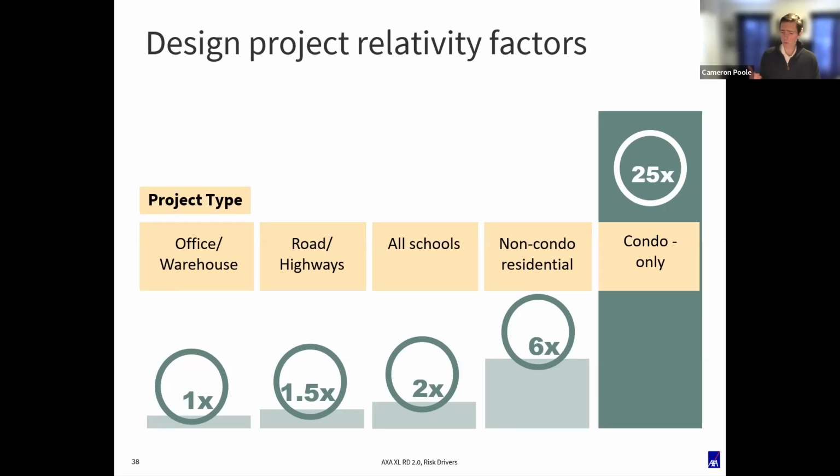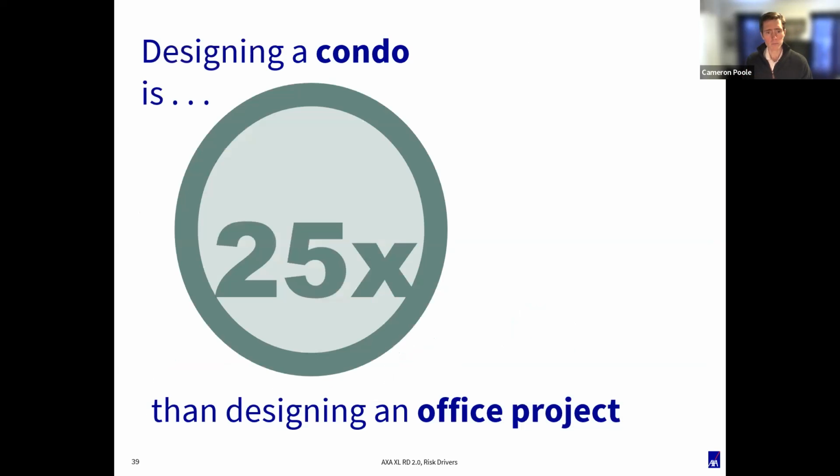It's 6 times more likely to have a claim on a residential project than on an office fit out project. And more than that, condo projects, 25 times more likely to have a claim. We blow it up on the next slide just to scare everyone a little bit more in terms of the condos. But over the past, well, it's probably been 10 plus years now, condos have sort of always been the boogeyman for the insurance carrier. It definitely hasn't gotten better.